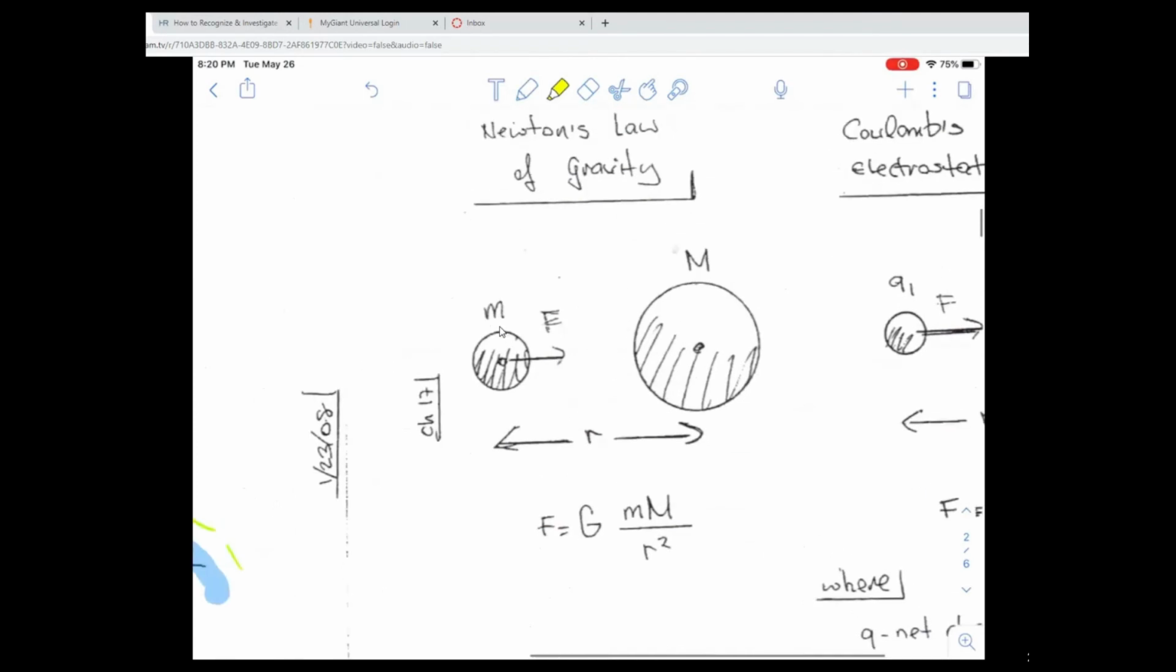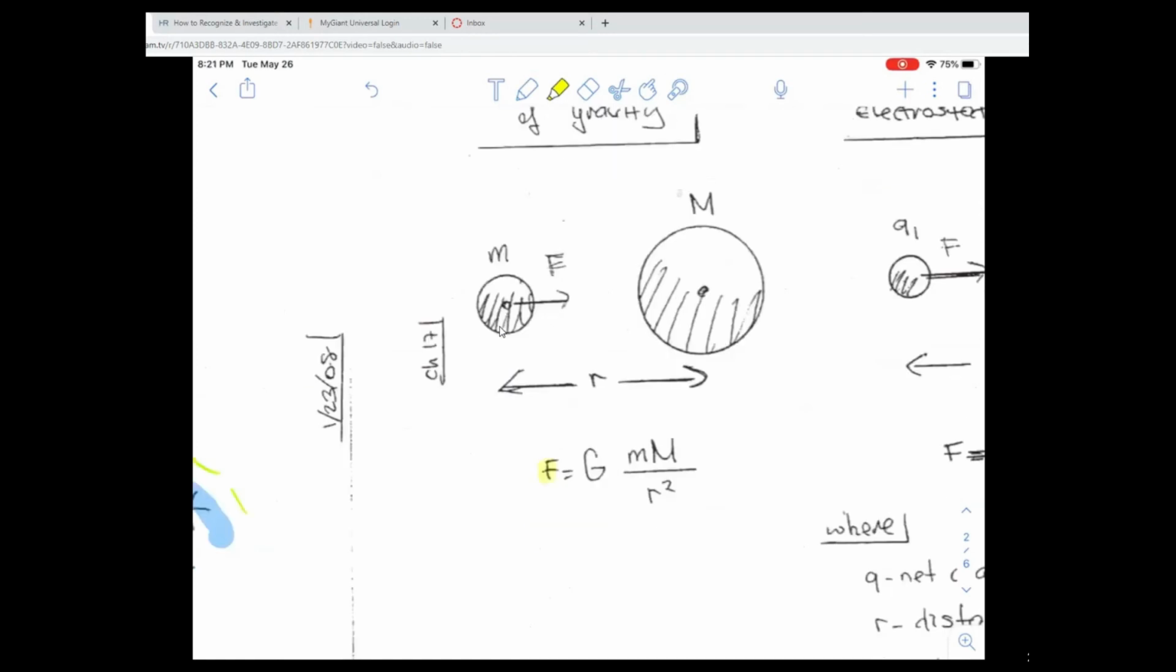So Newton is the guy who came up with this. He realized that whatever this force is, it's generated by the masses themselves. So you've got the small mass and the big mass. The force is going to be proportional to the product of the masses, which means that the bigger the multiplication is, the bigger the force is.